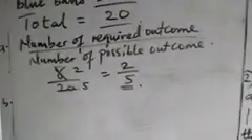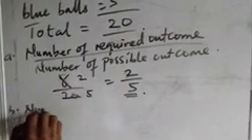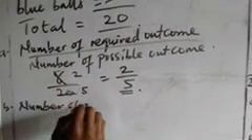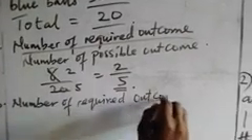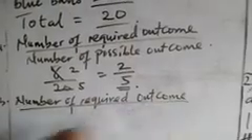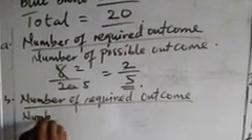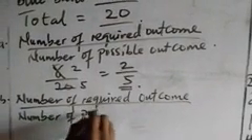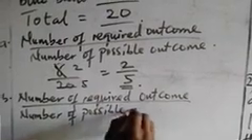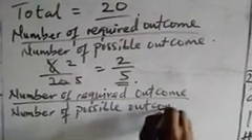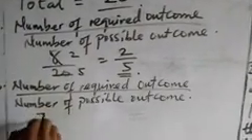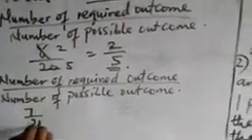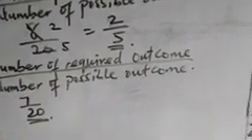B. The probability of picking a red ball is number of required outcome over number of possible outcome. Okay, we're looking for red this time around. Red is 7 over 20, and it remains like that because 7 is a prime number.